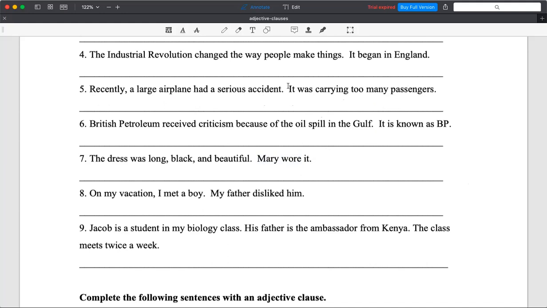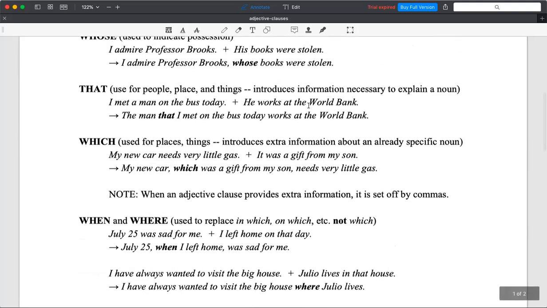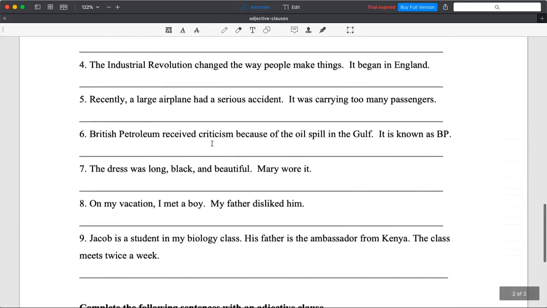So the key is you change the second sentence and then put it right after the noun that is described by the second sentence. Pay attention. You need to change the subject with a pronoun that you learn. In this case, because it is an airplane, you can use which for the things. So I would say, recently, a large airplane, which was carrying too many passengers, had a serious accident.